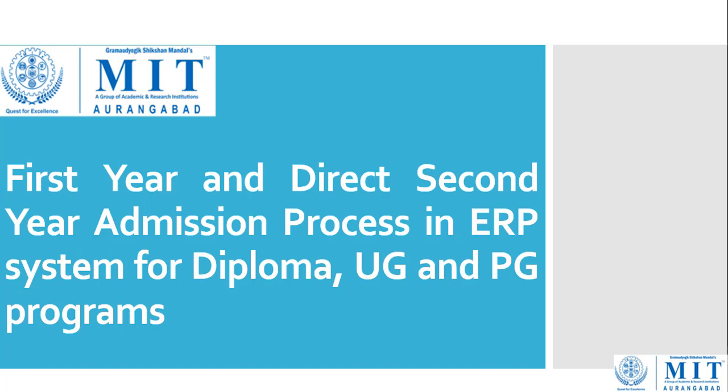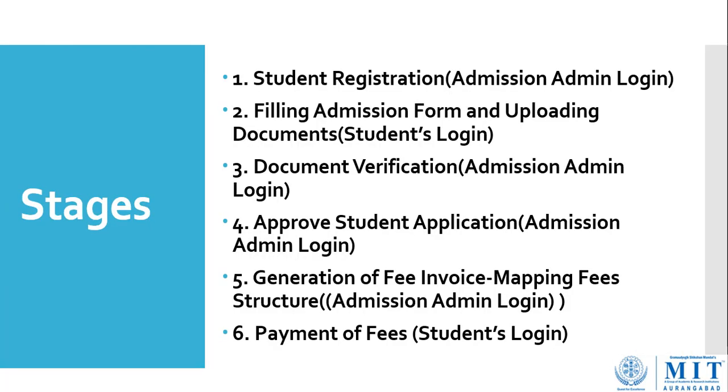Hello everyone. In this video, we are going to discuss the first year and direct second year admission process in the ERP system for diploma, UG and PG programs. This admission process is divided into 6 various stages.